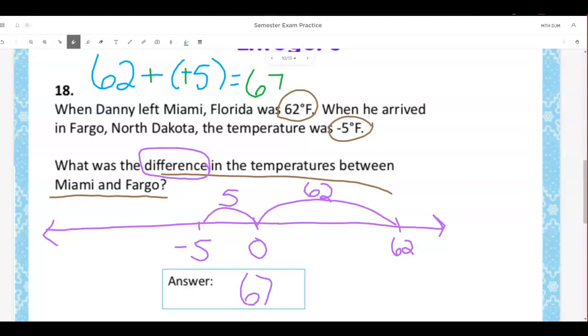Because the numbers are 67 spaces apart, but it depends on if I'm going from cold to warm or warm to cold. This guy went from the warm temperature down to negative 5. So in his case, the answer is negative. But if he was going in reverse and going back home from negative 5 up to 62 degrees, I would use 67 positive. Does that make sense? Was the temperature going up or was the temperature going down? Well, in this case, it was going down.